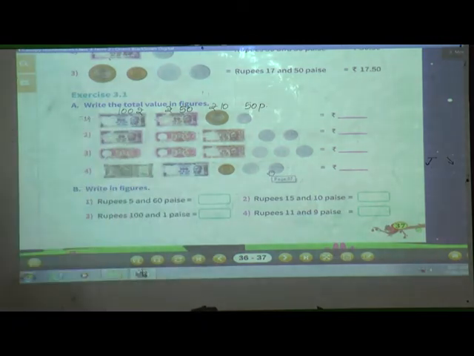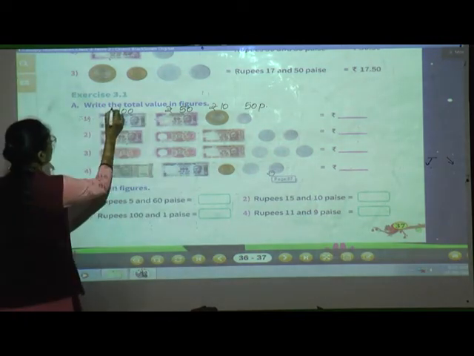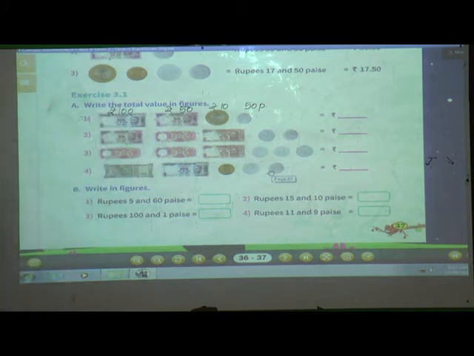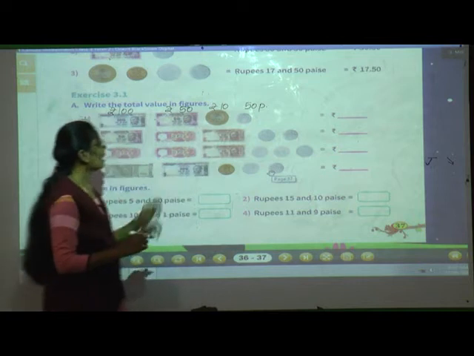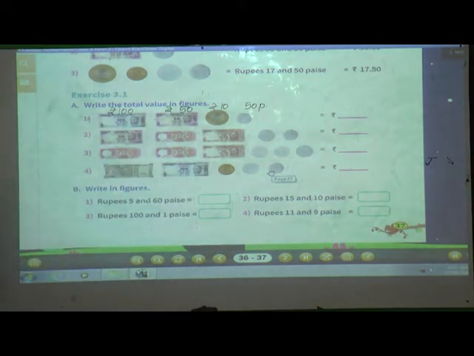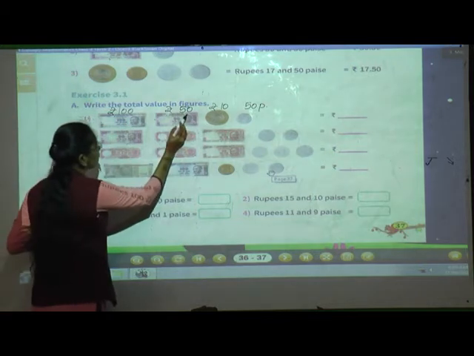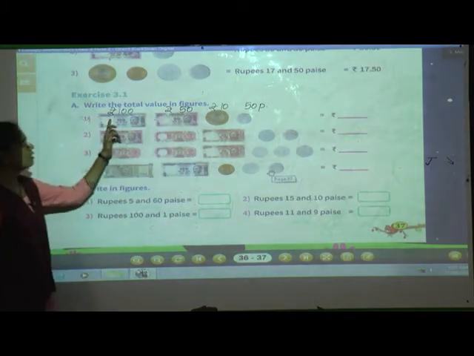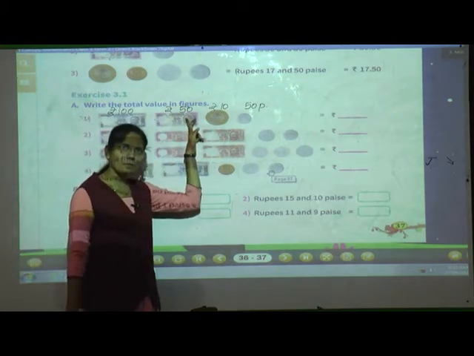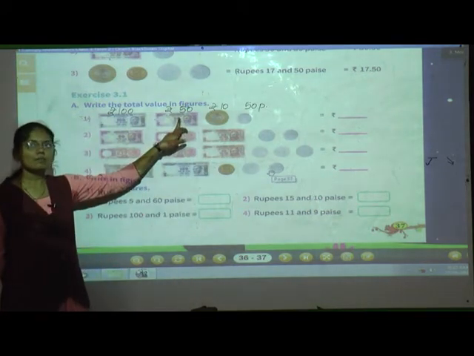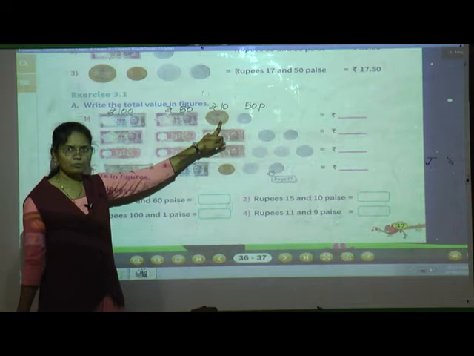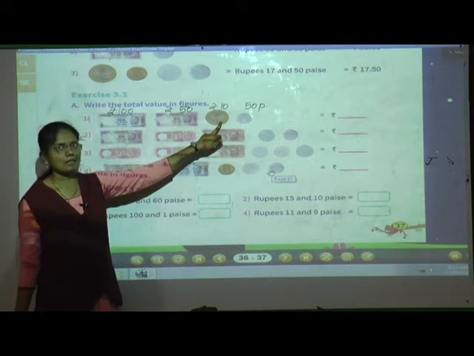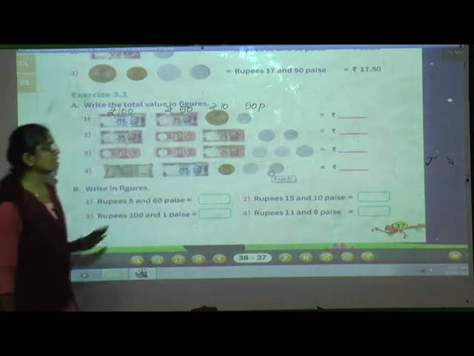Now see students, you have to add the same unit only. So here rupees, rupees, rupees. We will add first rupees, and then we will write paise as it is. Now here 100 plus 50. Do the addition. Rupees 100 plus rupees 50, 150. Then again you have to add 10. 150 plus 10 means 160 rupees.